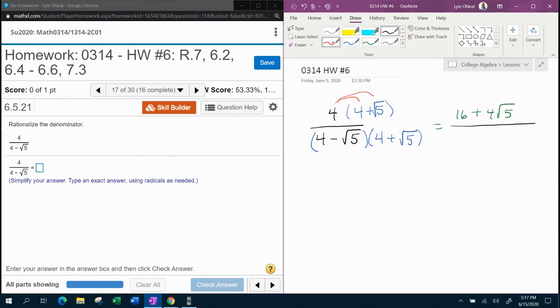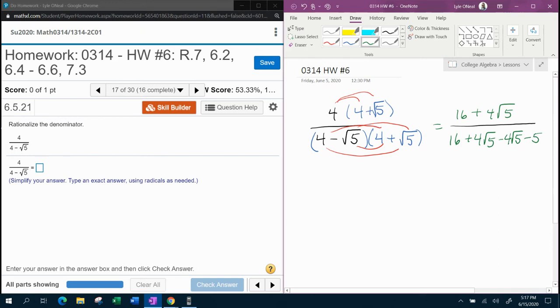In the denominator, doing the FOIL method, we have 4 times 4, which is 16. On the outside, 4 times square root of 5, that is a positive 4 square root of 5. On the inside, we have negative square root of 5 times 4, and that is going to be negative 4 square root of 5. And then last but not least, we have a negative times a positive, which is going to make a negative. We have square root of 5 times square root of 5, which is just 5.